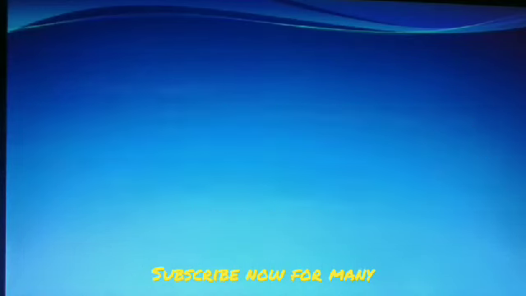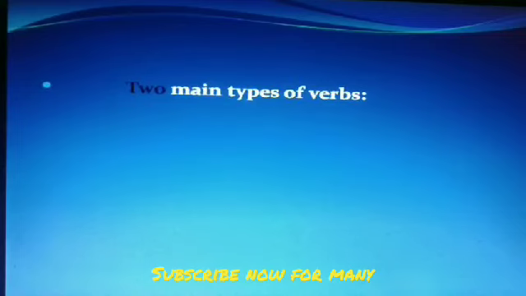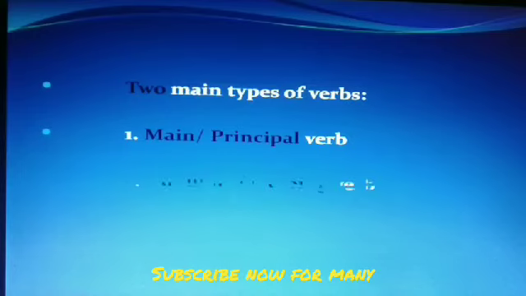There are two main types of verbs. What are they? Look at them. First one is main or principal verb. Main verb or principal verb. And second one is auxiliary or helping verb. I will discuss them in detail now.